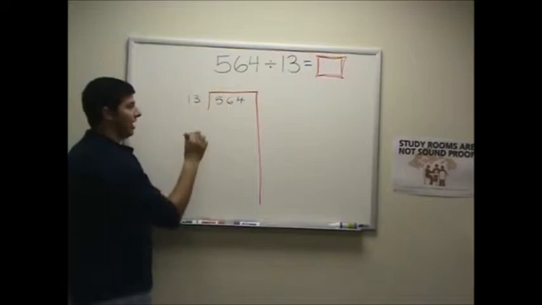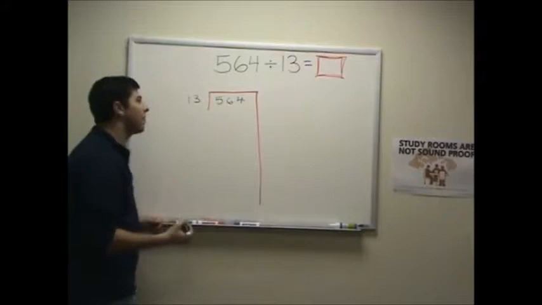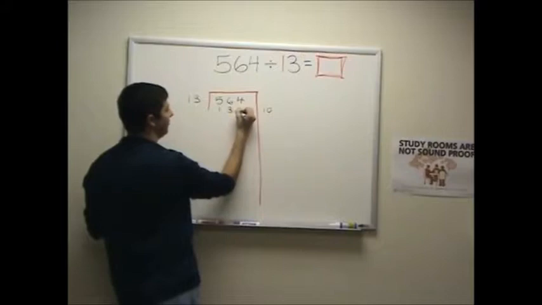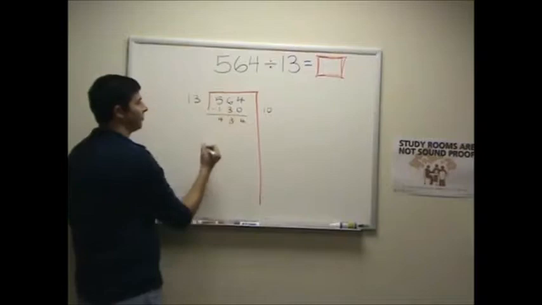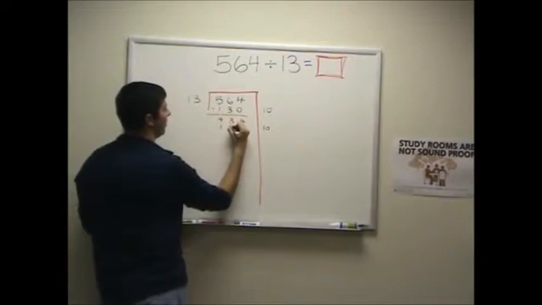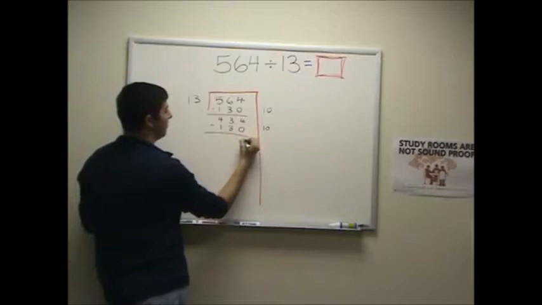Instead of trying to figure out how many times 13 goes into 56, we're just going to focus on what we do know. So I know that 10 groups of 13 equals 130. We're going to subtract just like we did. 4 minus 0 is 4, 6 minus 3 is 3, and 5 minus 1 is 4. Again, I'm going to focus on what I know. 10 groups of 13 is 130. I'm going to subtract again. 4 minus 0 is 4. 3 minus 3 is 0. 4 minus 1 is 3.